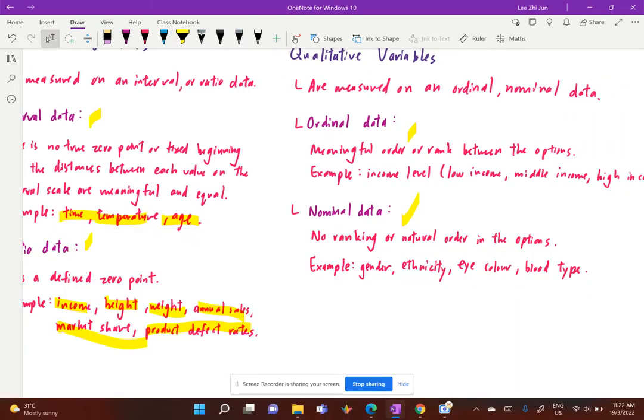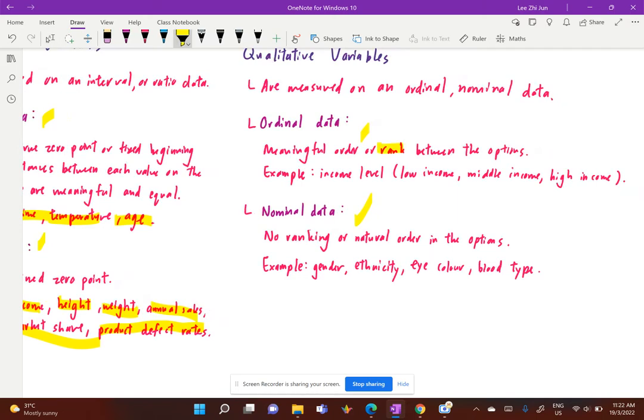For the qualitative variable, ordinal data has a rank, while nominal data does not have a rank. An example of ordinal data is the income level. It can be low income, middle income, or high income. While for nominal data, you see gender. Gender can only be boy or girl, so that is not ranking. Ethnicity, like Malay, Chinese, Indian, also does not have any ranking. Eye color just states the color, and blood type just states A, B, O, or AB. So they all do not have ranking.